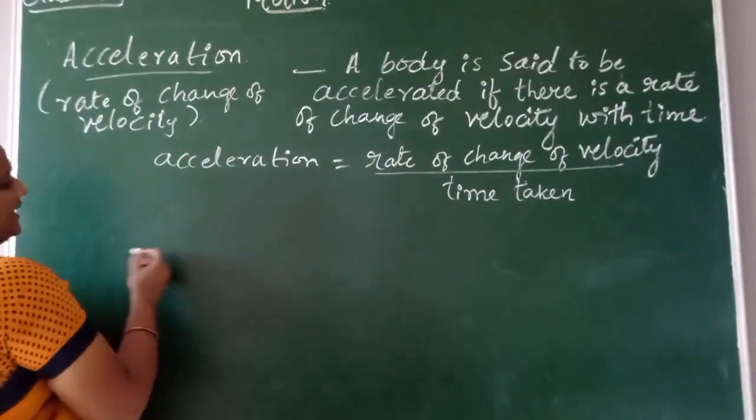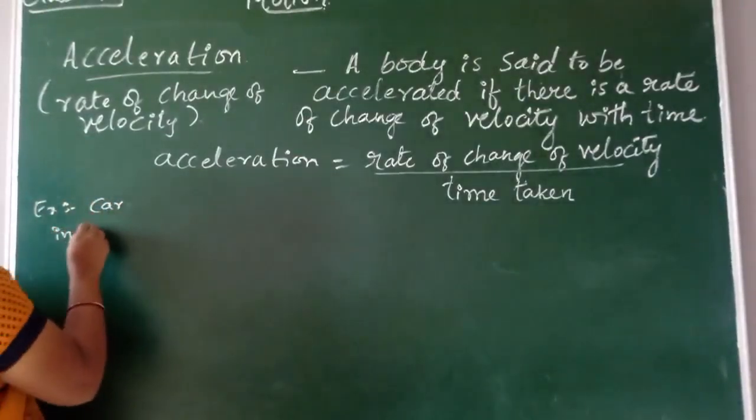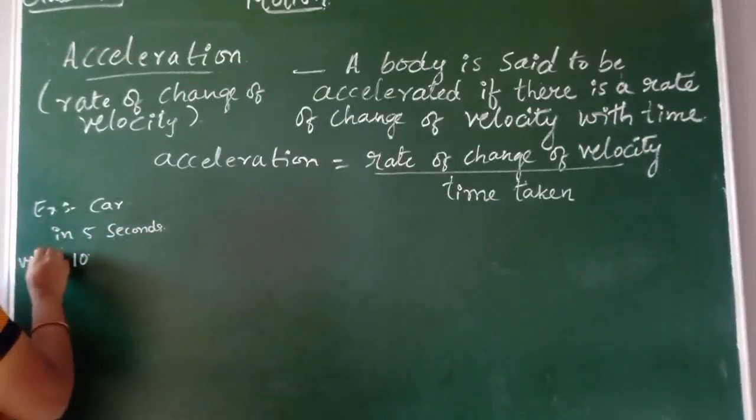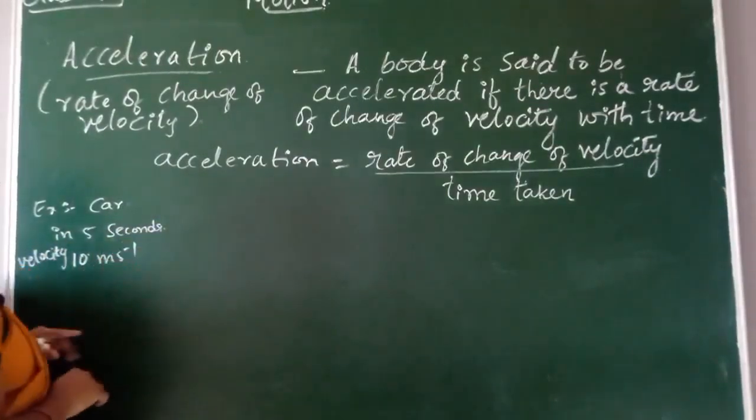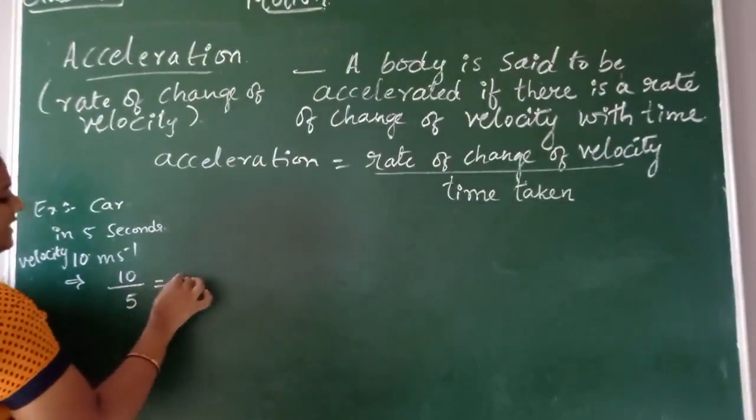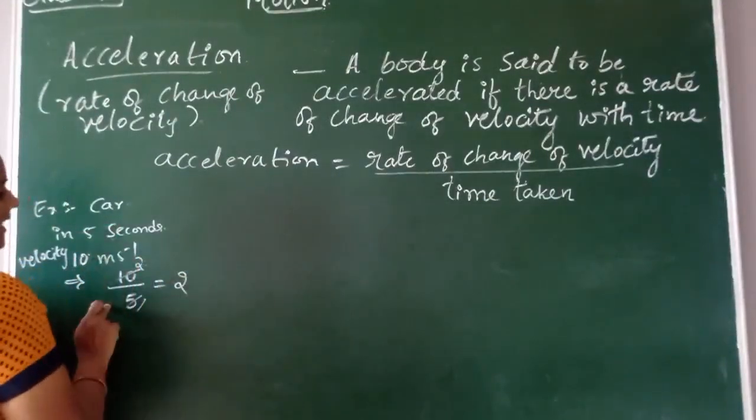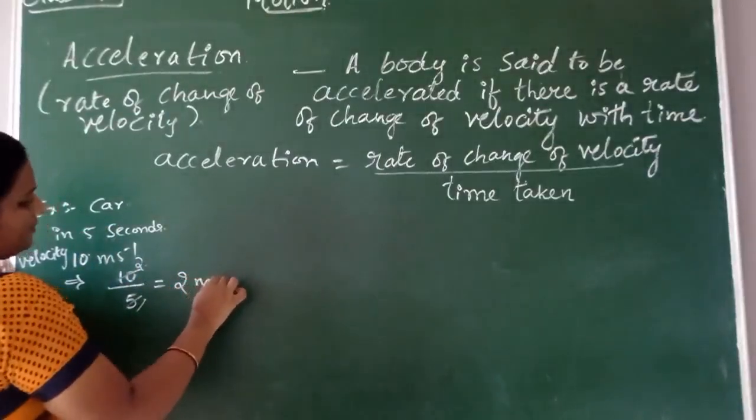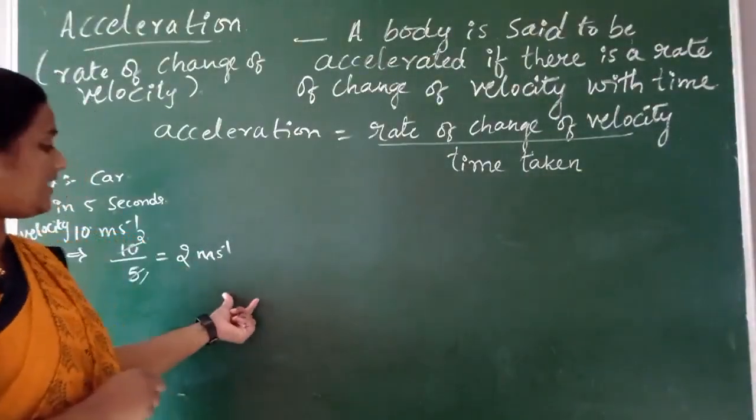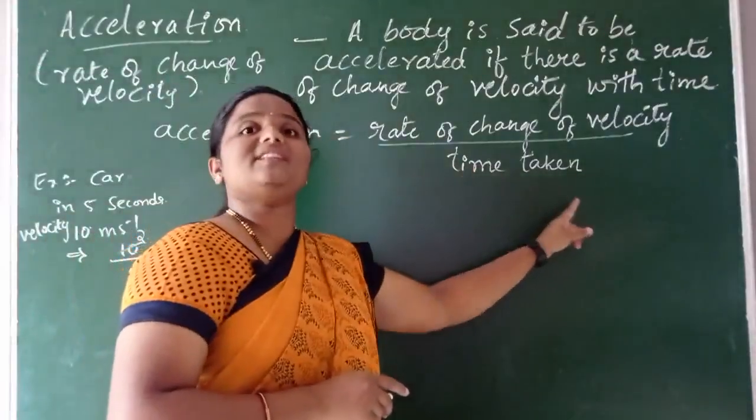So, for example, let us take a car, children. In 5 seconds its velocity has reached 10 meter per second. It means that in 1 second it covers how much? That is 5 twos are 10, so 2. Here for 1 second it is covering 2 meter per second. 2 meter per second is the acceleration here, isn't it? The rate of change of velocity is here 2 meter per second. So acceleration is nothing but the rate of change of velocity with time taken.